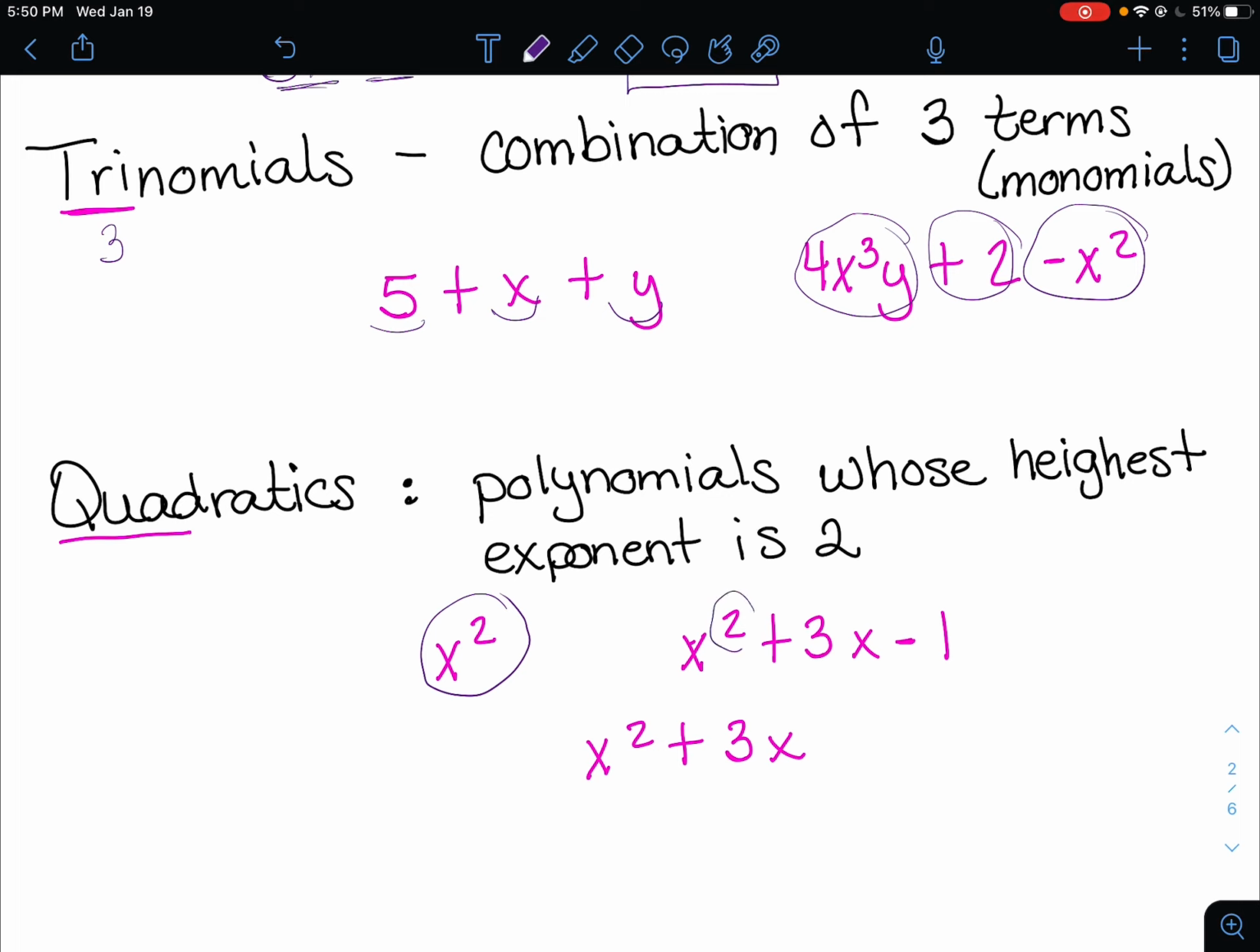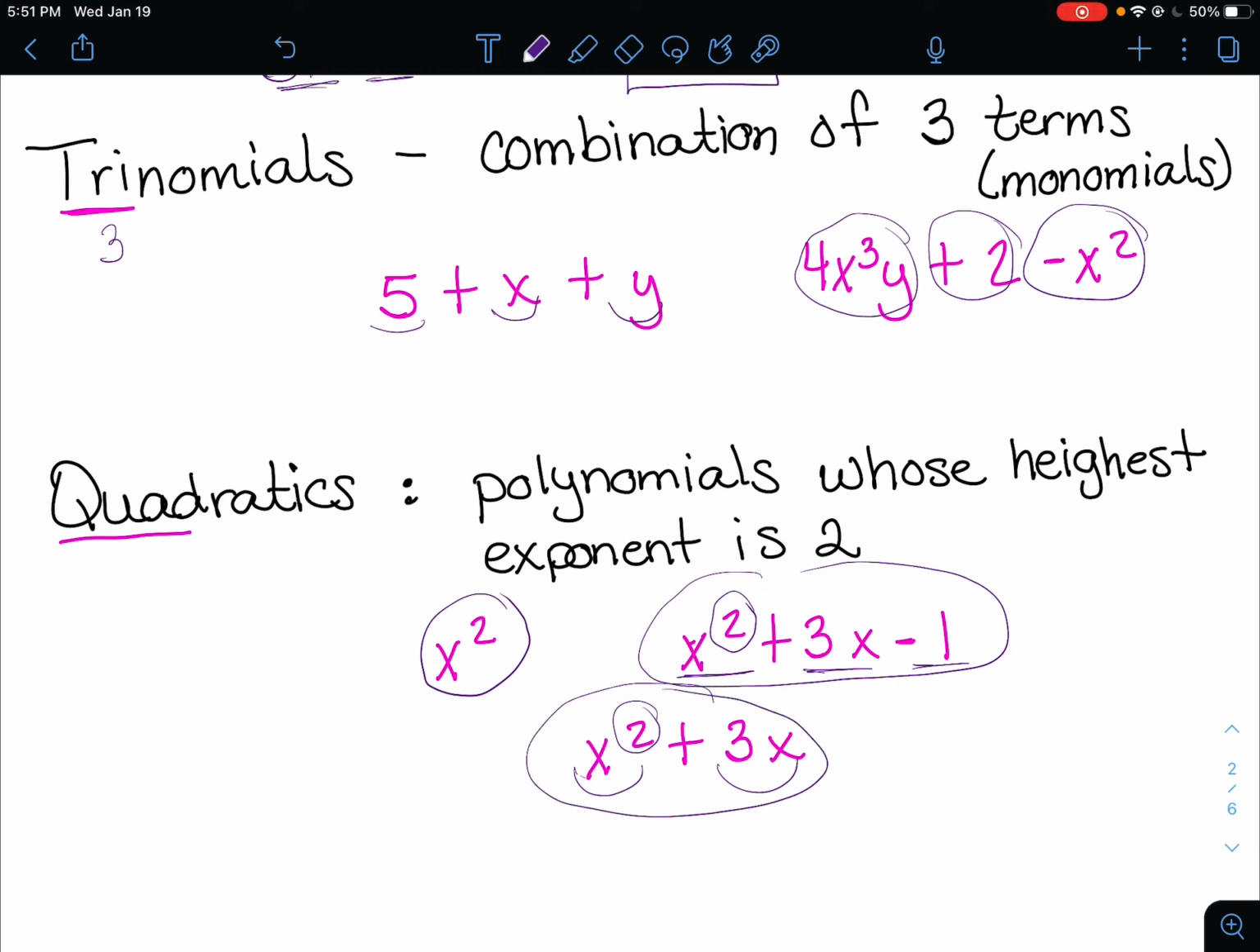Again, we have the highest exponent as a 2, and if we look closer, this has 1, 2, 3 terms. So this could be considered a polynomial in general, a quadratic very specifically. We can also say it's a trinomial because there's 3 terms. Here we have an exponent of 2, it's the highest exponent, but we have 1 term, 2 terms. So when we have 2 terms, we can consider this a polynomial in general, a binomial because there's 2 terms, and most specifically a quadratic binomial.